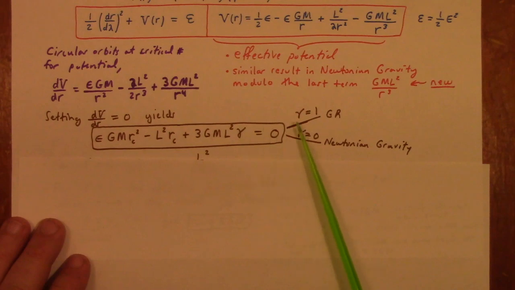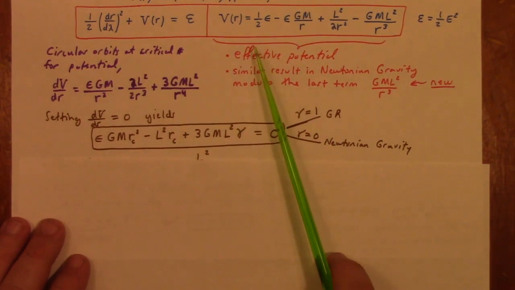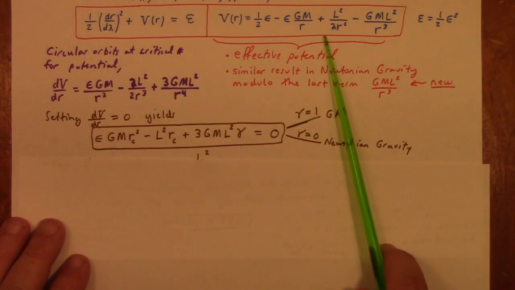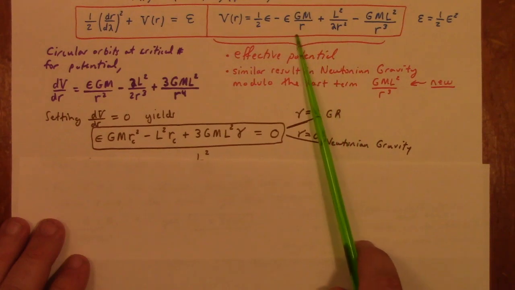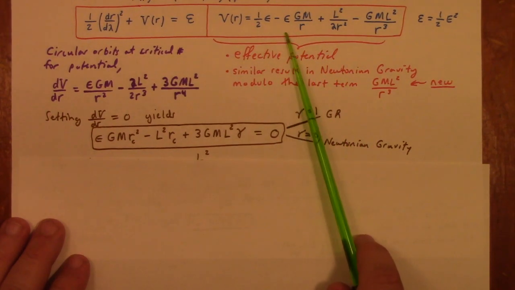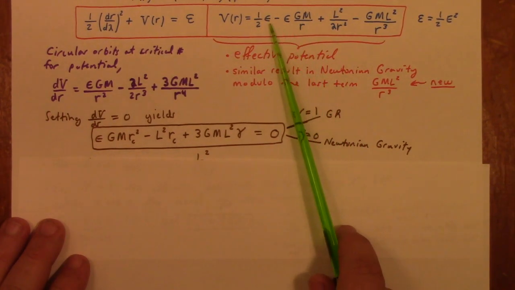If gamma is equal to 1, you've got GR. If gamma equals 0, that drops you back to the effective potential that, if we've had junior level classical mechanics, we've seen discussed in there. All right, maybe not with exactly the same notation, but pretty close.